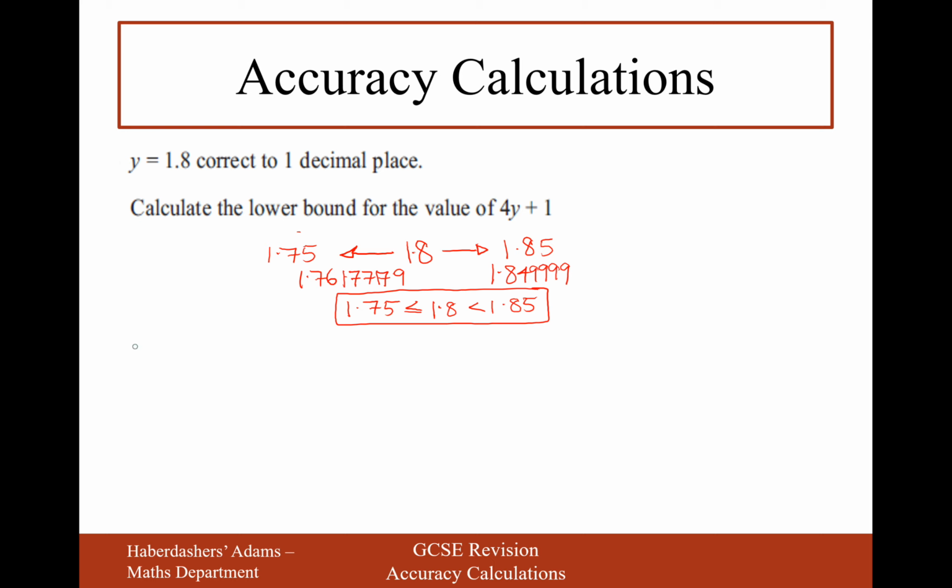If we're looking for the lower bound, we can say that LB, lower bound, is equal to 4 times 1.75 plus 1. 1.75 is the lower boundary for 1.8, so then we have to calculate this thing here. We're told to do that in the question. So grab your calculators now. It's going to be 4 times 1.75, enter, plus 1 equals 8. So 8 is the answer to this question.